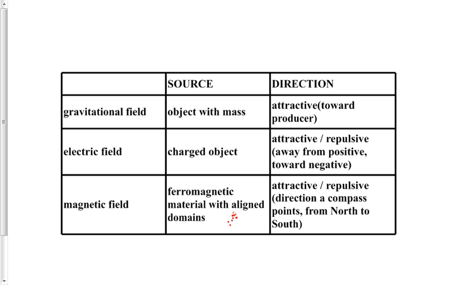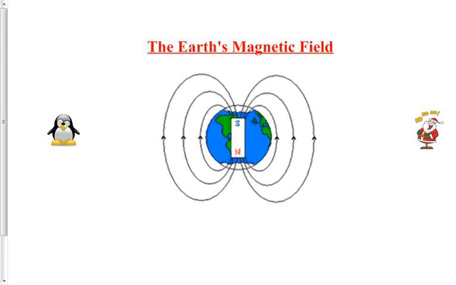And a magnetic field, of course, is attractive or repulsive as well, defined in two ways: direction that the compass points, and it goes away from the north and toward the south. Finally, we talked about the Earth's magnetic field. Now, we defined the direction of the magnetic field in two ways, right? It was the way that a compass points when placed in the field.